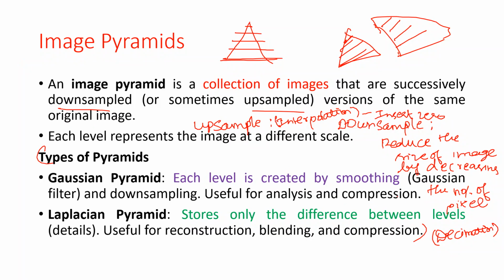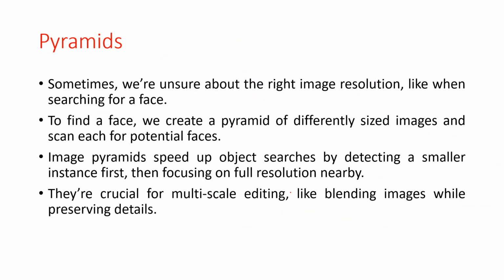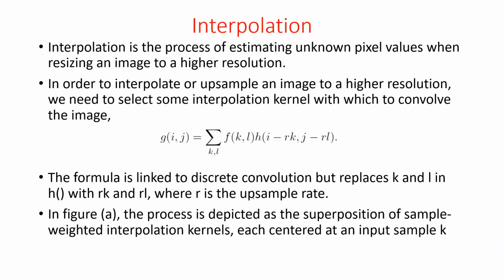In a Gaussian pyramid, each level is created by smoothing and downsampling. It is useful for analysis and compression. The Laplacian pyramid is the extended version of the Gaussian pyramid. It stores only the difference. It is useful for reconstruction of the image, blending and compression. Why do we need image pyramids? They can be useful for object detection, for multi-scale image editing, and for object search. That's what is mentioned here. The next topic is interpolation.